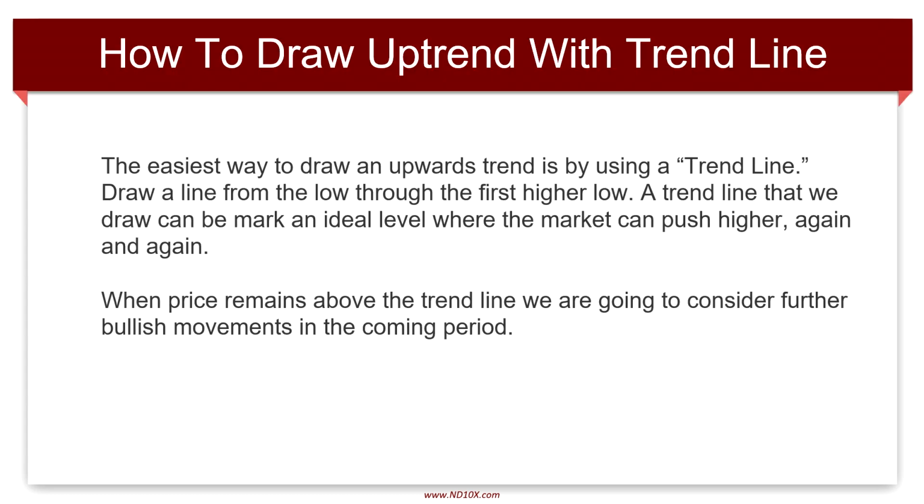How to draw an uptrend with a trend line? The easiest way to draw an upwards trend is by using a trend line. Draw a line from the low through the first higher low. A trend line that we can draw can be marked as an ideal level where the market can push higher again and again. When price remains above the trend line, we are going to consider further bullish movements in the coming period.